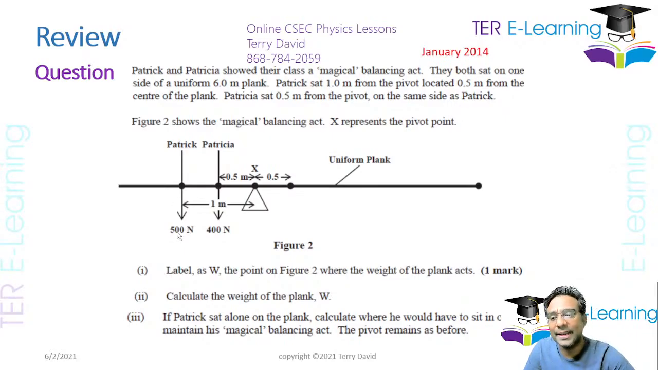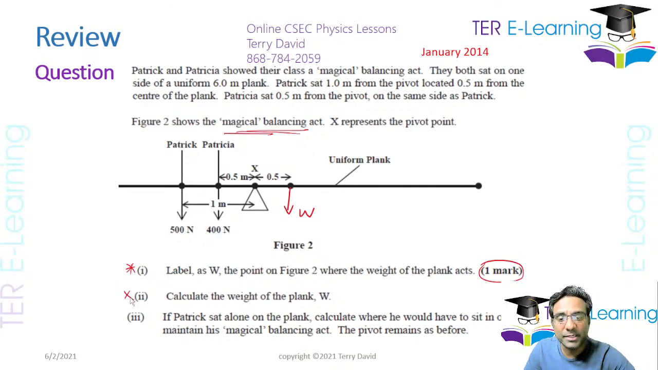So basically what's happening in this diagram, both of them are sitting on the left hand side here, yet the plank is balancing. That's why they call it a magical balancing act. You expect the plank to tumble, but it's balancing. So in part 1, label as W the point on figure 2 where the weight of the plank acts. The weight of the plank is at the center of the plank, so W is at that point here. So 1 mark just for labeling that position.